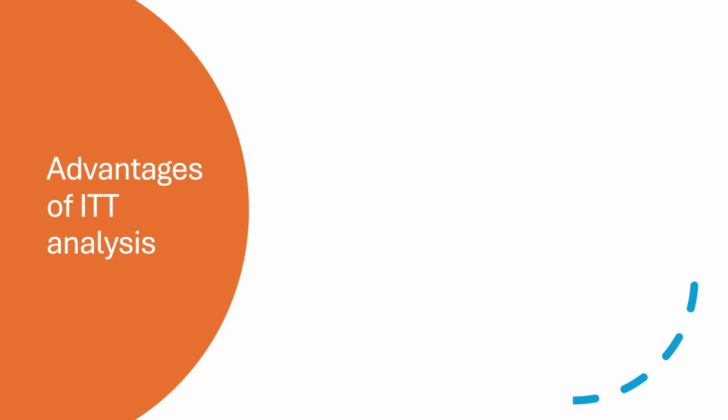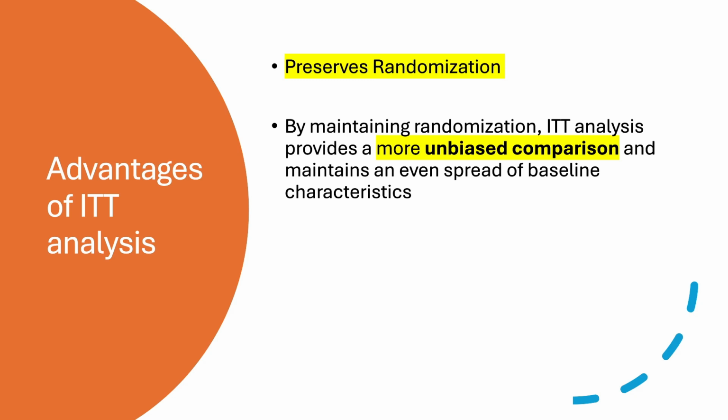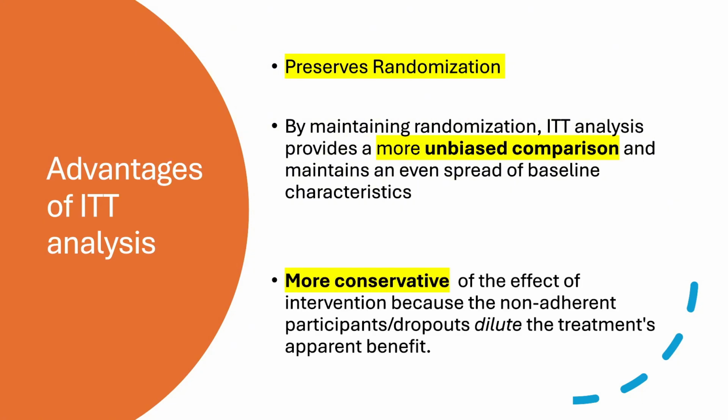Now, what are some of the advantages of this? Intention to treat analysis preserves randomisation. By maintaining randomisation, the analysis provides a more unbiased comparison and maintains an even spread of baseline characteristics. It must be said that intention to treat analysis gives a more conservative estimate of the effect of the intervention, because inclusion of those non-adherent to the treatment or those who drop out tends to dilute the treatment's apparent benefit.